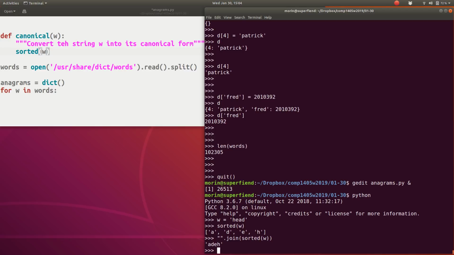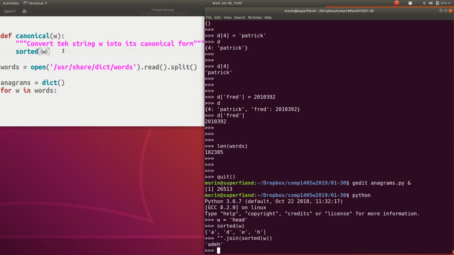And the point here is that if two words are anagrams, that means the letters used in this word are the same as the letters used in this other word, well then they're both going to have the same canonical form, right? If I take the letters in this word and I sort them, and I take the letters in this word and I sort them, then I'm going to get the same thing in both cases. Okay?